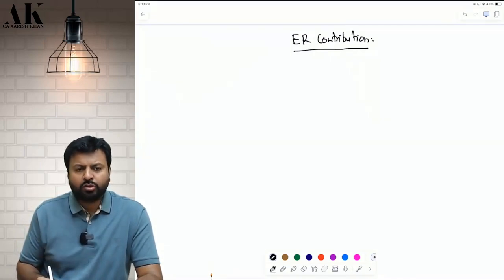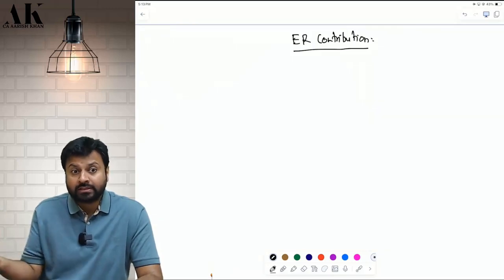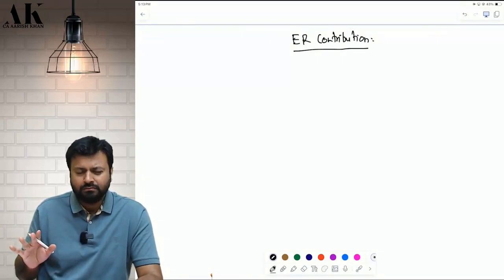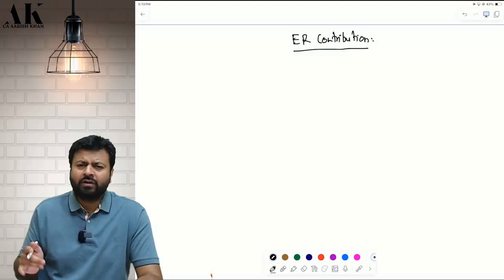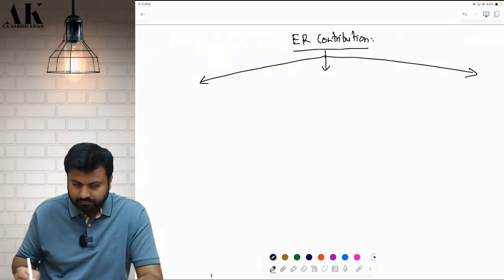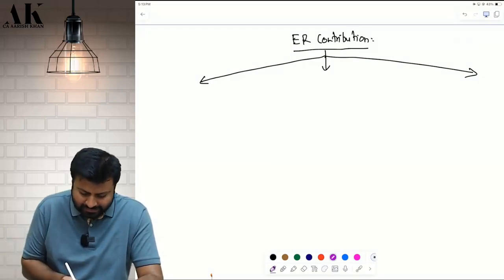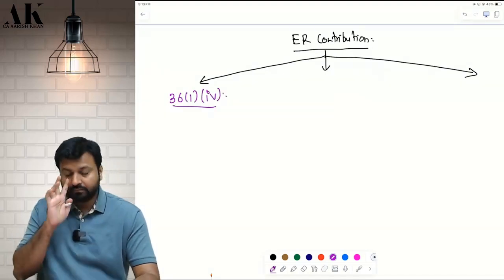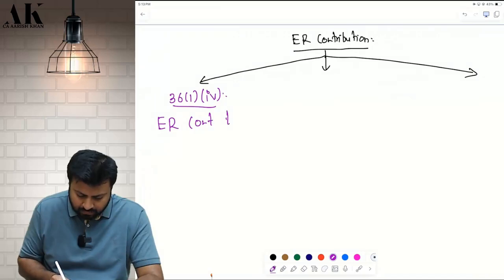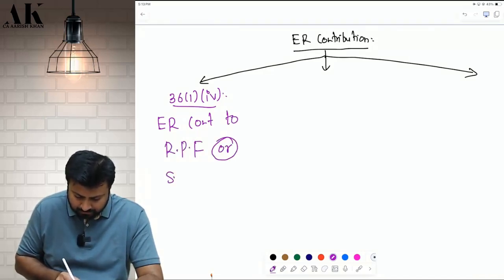So there are three contributions of employer for his employees. I'm mentioning on the board one by one. Pay attention. Very important. Absolutely important for exam. See on the board. The first one is given under section 36, subsection 1, clause 4. This talks about employer contribution to recognized provident fund or to superannuation fund.